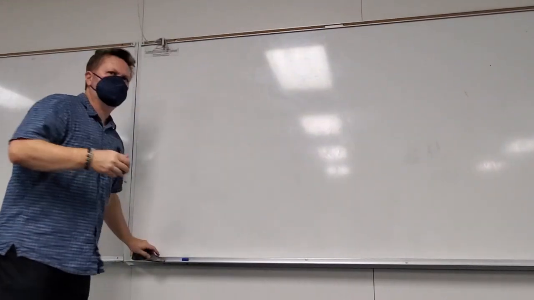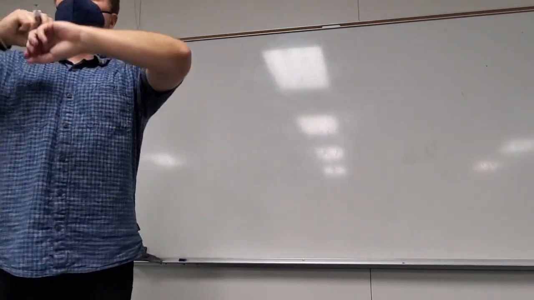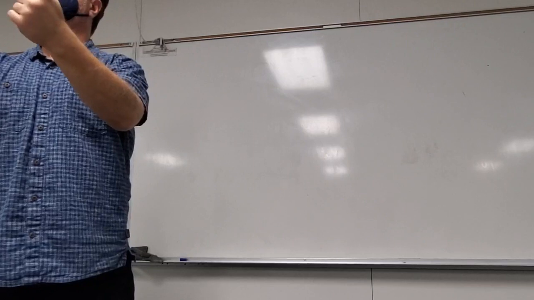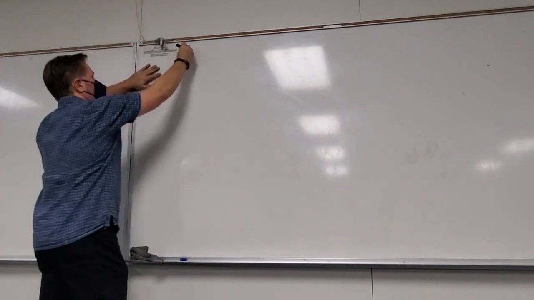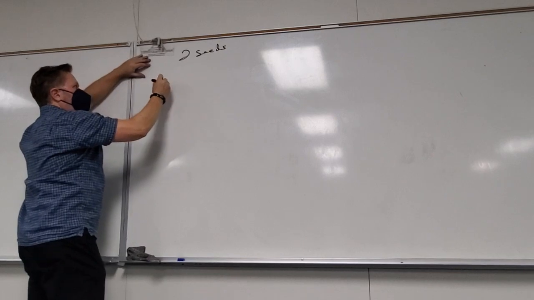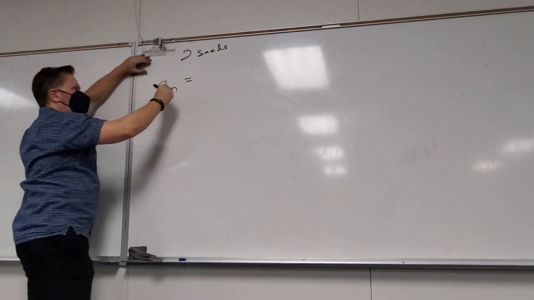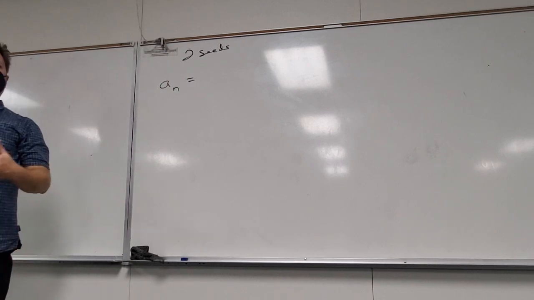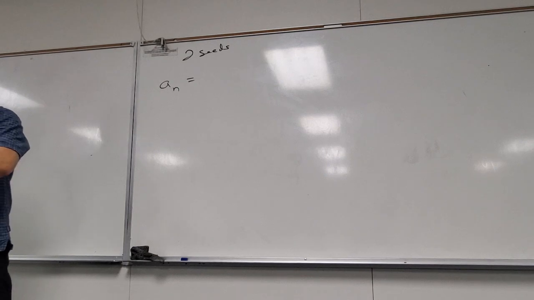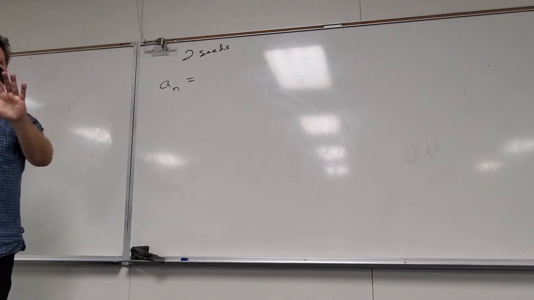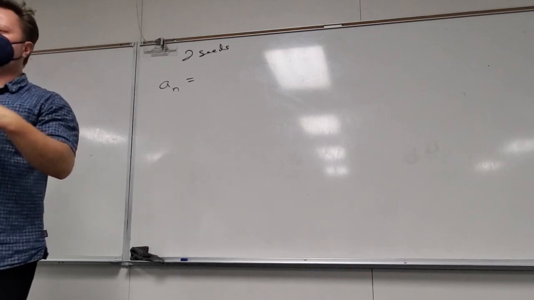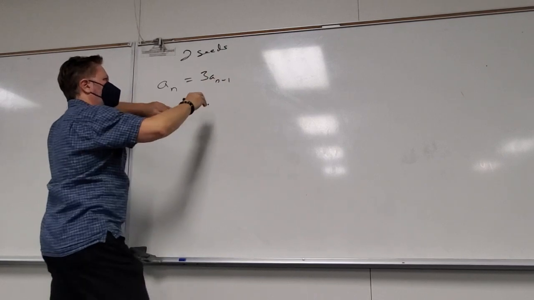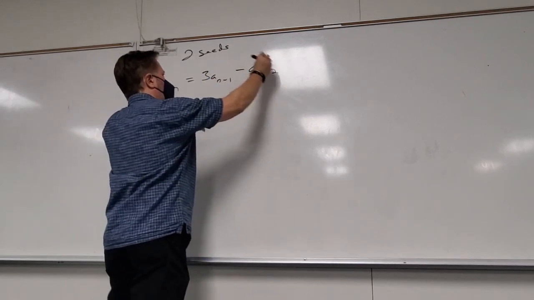So how many seeds? Somebody tell me, one, two, or three. How many seeds do we want? One, two, or three? Two. I like two. Okay. So we want two seeds. Let's create a formula for this. The nth term of the sequence is going to be dependent on the two before it. But it's not going to be Fibonacci. Let's make it something different. Fibonacci is just add the two. Let's be more interesting. So let's say maybe we take three times the one before it, and we subtract the one before that.